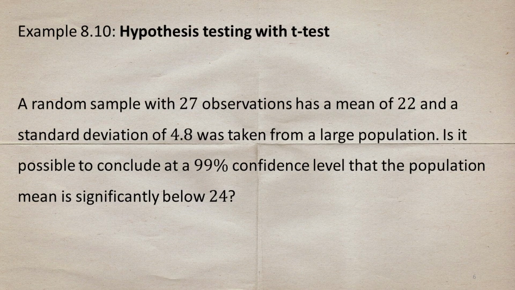Let's do an example on hypothesis testing with t-test. A random sample with 27 observations, which has a mean of 22 and a standard deviation of 4.8, was taken from a large population. Is it possible to conclude at a 99% confidence level that the population mean is significantly below 24? Pause the video and use the cheat sheet provided in the textbook to solve this problem.